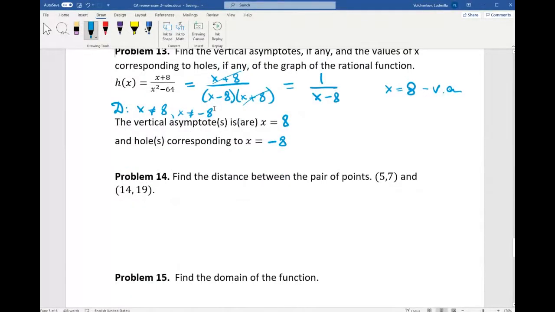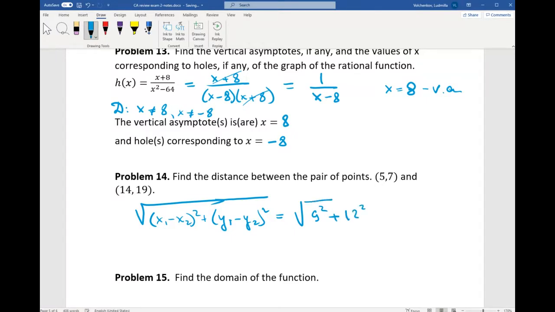Find the distance between the pair of points. Okay, the distance formula: x1 minus x2 squared plus y1 minus y2 squared. It doesn't matter if it's x1 minus x2 or x2 minus x1; anyway, it will be positive because you square them. So 14 minus 5, 9 squared, plus 19 minus 7, 12 squared. Remember, both of these squares are positive.